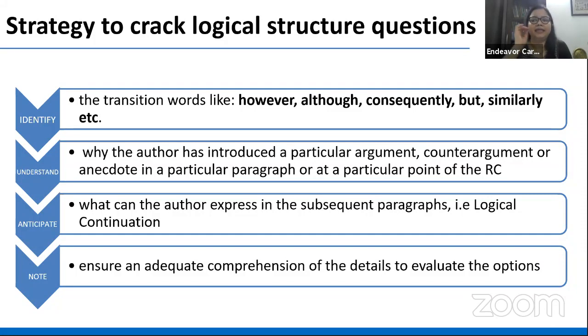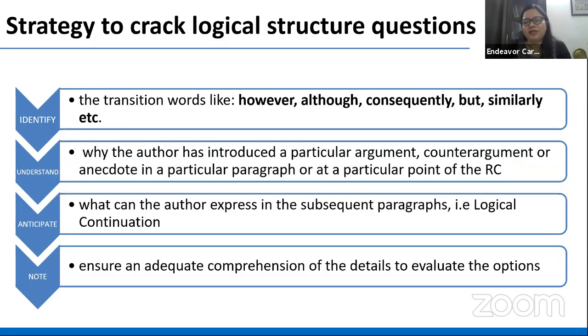While reading, I keep track of all these transitional words, because it's the transitional words that connect ideas, right? I will try to understand while reading why he is introducing a counter argument. Maybe there is somebody else's viewpoint that he talks about, and then he goes on to counter it. Why is he doing that? Why has he brought in this anecdote? So as and when I'm reading, I'll try to relate to all these things.